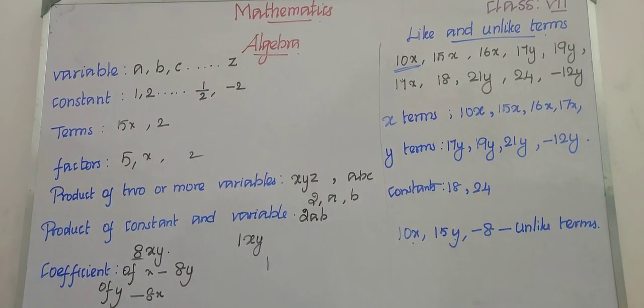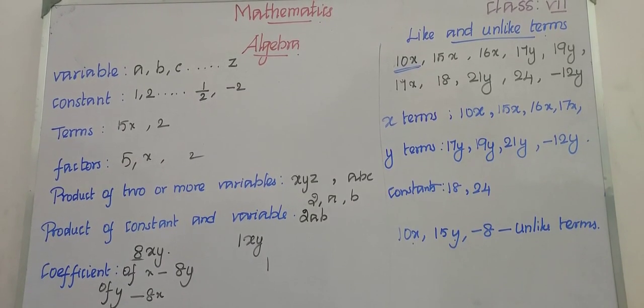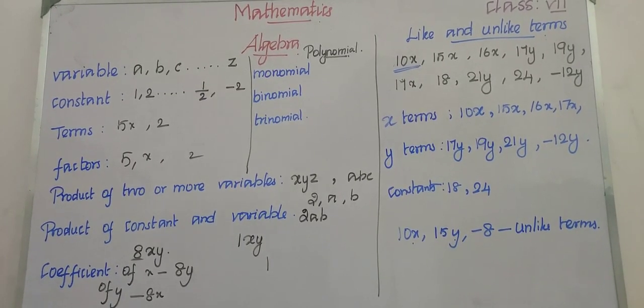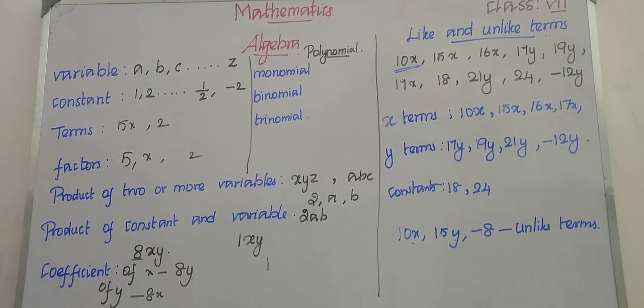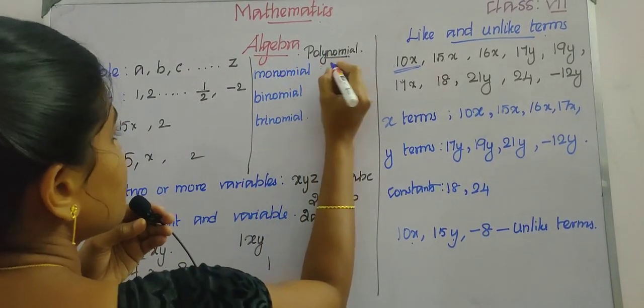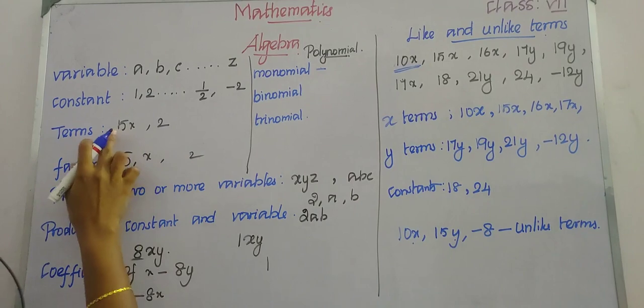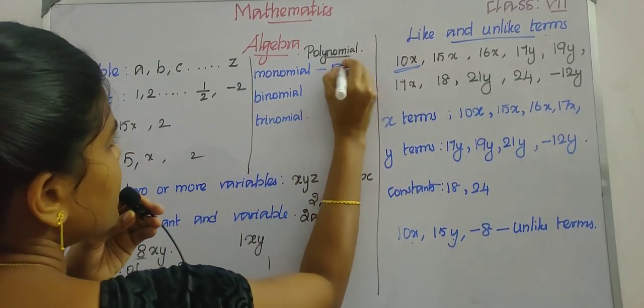And also we have the types of polynomial in your book. Let us see about the types of polynomial. So there are three types of polynomial. The first one is monomial, the second one is binomial, and the third one is trinomial. So what is meant by monomial, binomial, and trinomial? Simply, an expression with one term is called a monomial. 5x is one term, so it is a monomial.